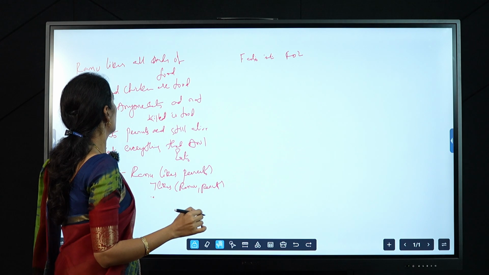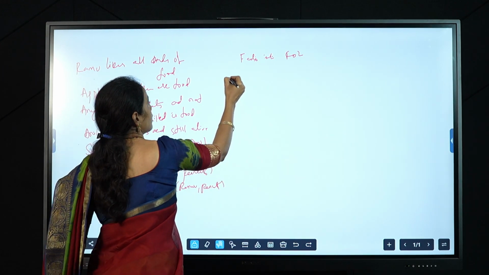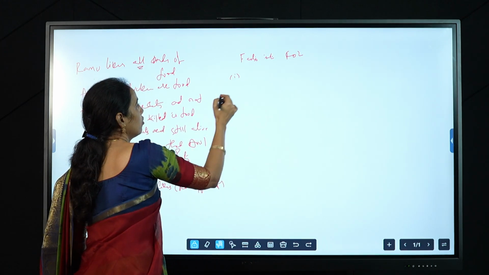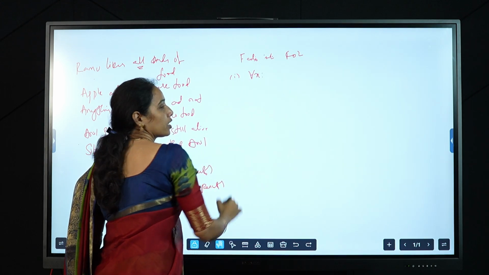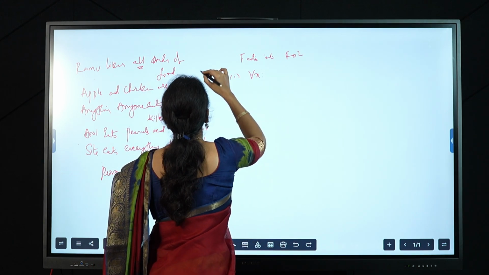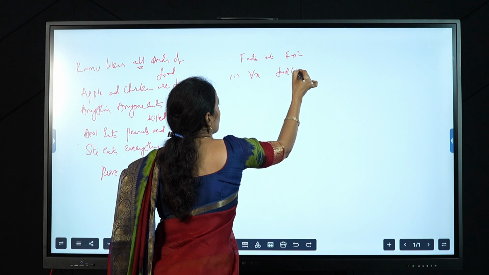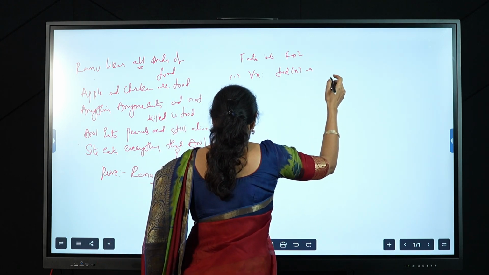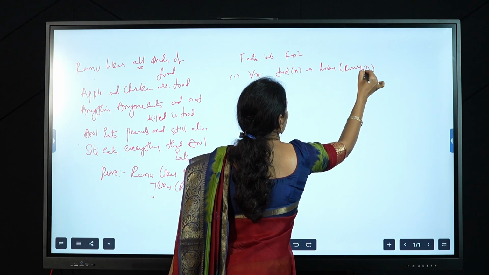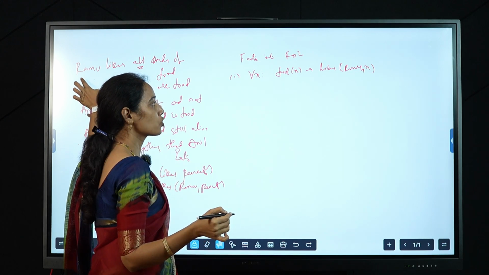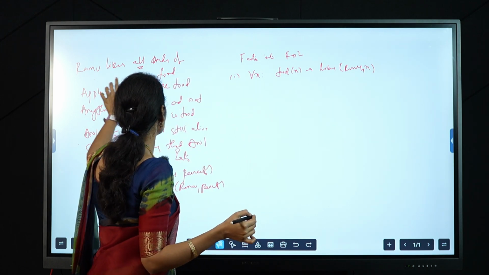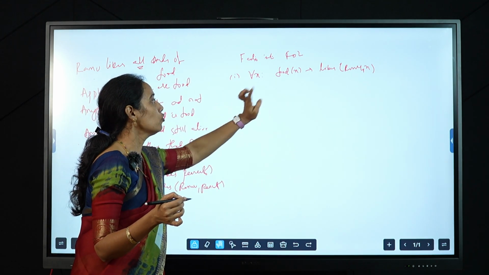Okay. So here, Ramu likes all kinds of food. The first statement is Ramu likes all kinds of food. Whenever we get "all", we know that it is a universal quantifier. So it is represented something like this: for all X, food(X) then likes(Ramu, X). Who is going to like all kinds of food? Ramu is going to like all kinds of food. So in this way we are going to convert this particular fact into first order logic.